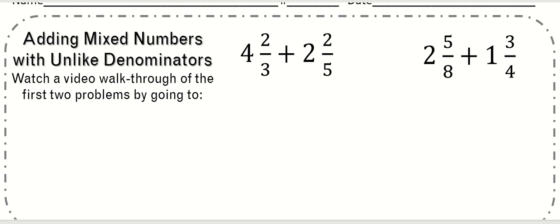So when we're trying to add fractions together, we always need to ask ourselves, do I have the same denominator for both fractions? And here we can see we don't. One has thirds and one has fifths. So we know we're going to have to find common denominators.